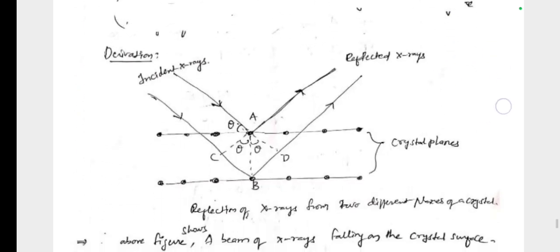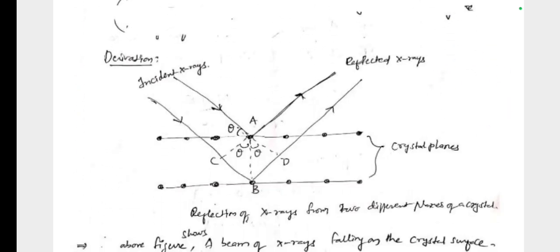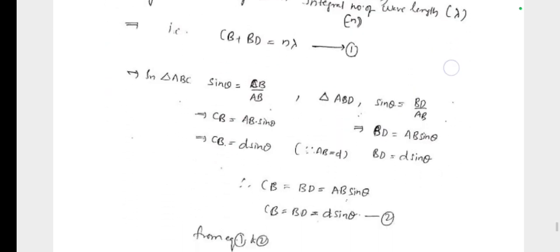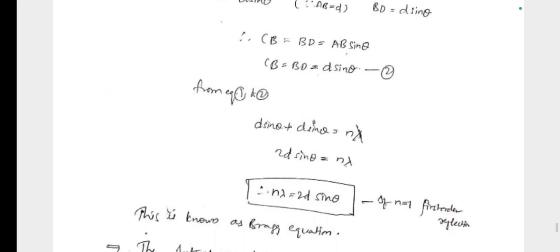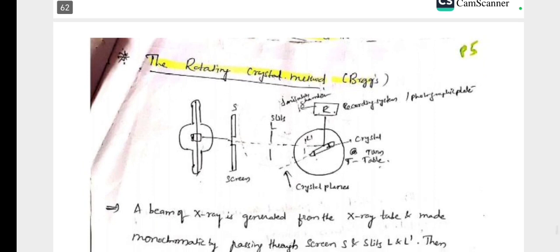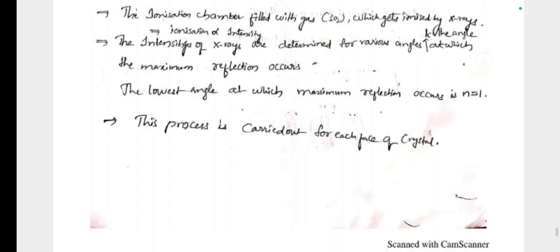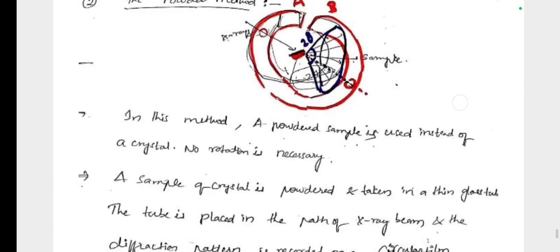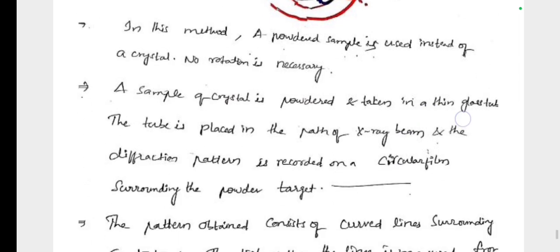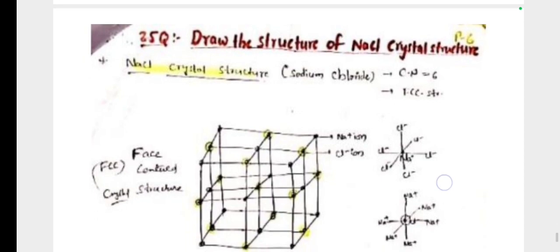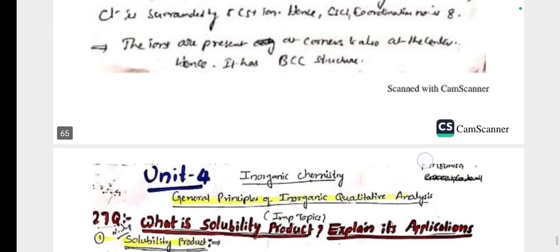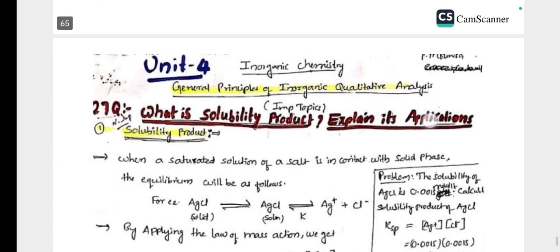Next, Bragg's equation. This question is also very important. For Bragg's equation, first draw this diagram, and this derivation is also important. Practice 2-3 times. Next, rotating crystal method and powder method. Two methods are used. Next, practice this structure: sodium chloride crystal structure and cesium chloride.